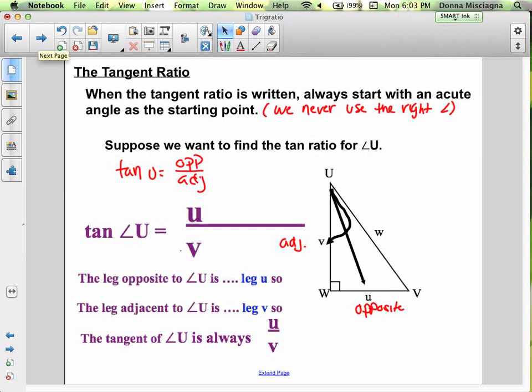Suppose we want to find the tangent ratio for angle U. So remember, tangent is opposite over adjacent. So if I'm at angle U, the opposite side would be side U, right over here. The adjacent side makes up part of angle U, and so right here is the adjacent. So the leg opposite to angle U is leg U. The leg adjacent to angle U is leg V. So the tangent of angle U is always going to be U over V. Side U over side V.